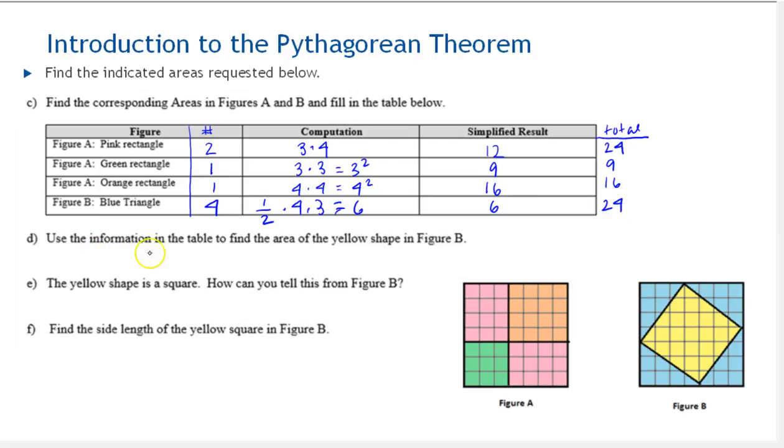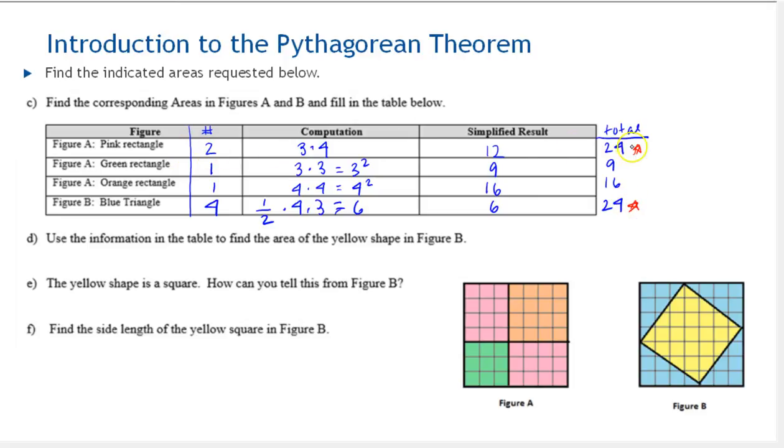Now we're asked to use the information in the table to find the area of the yellow shape in figure B. Notice we weren't asked to find the yellow shape directly. The sides aren't lining up exactly with the gridded squares, so it's hard to determine its area from this picture. But we know the total area of figure A, and we know all of these pieces, so we can use the moving and additivity principles and subtracting to find what this area would be. Now notice that these two values are the same.